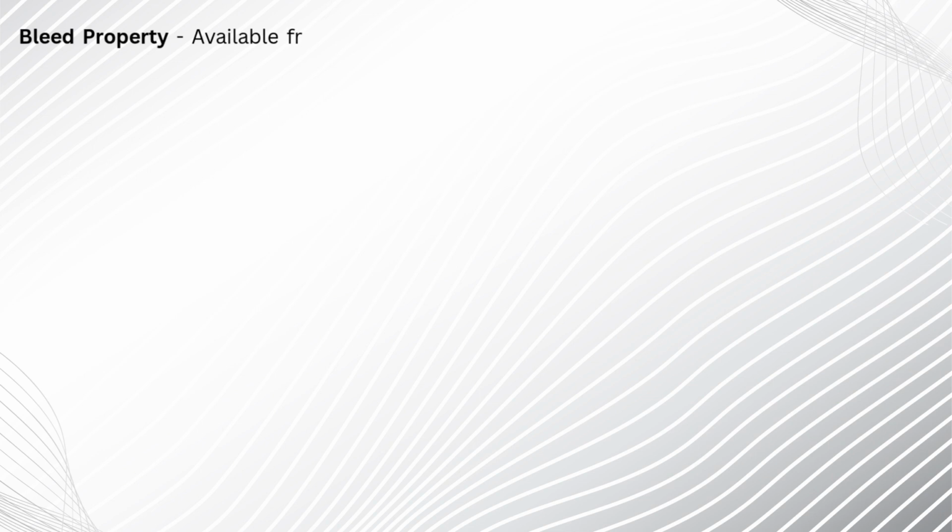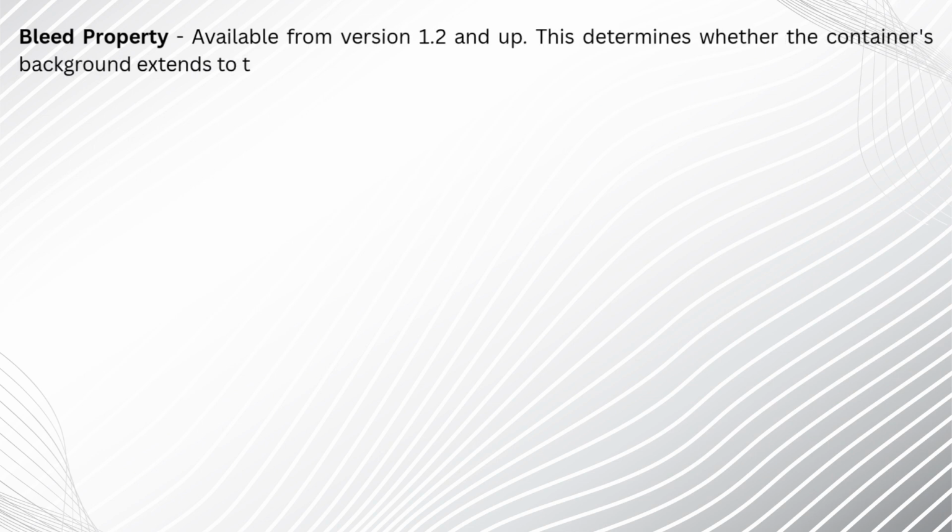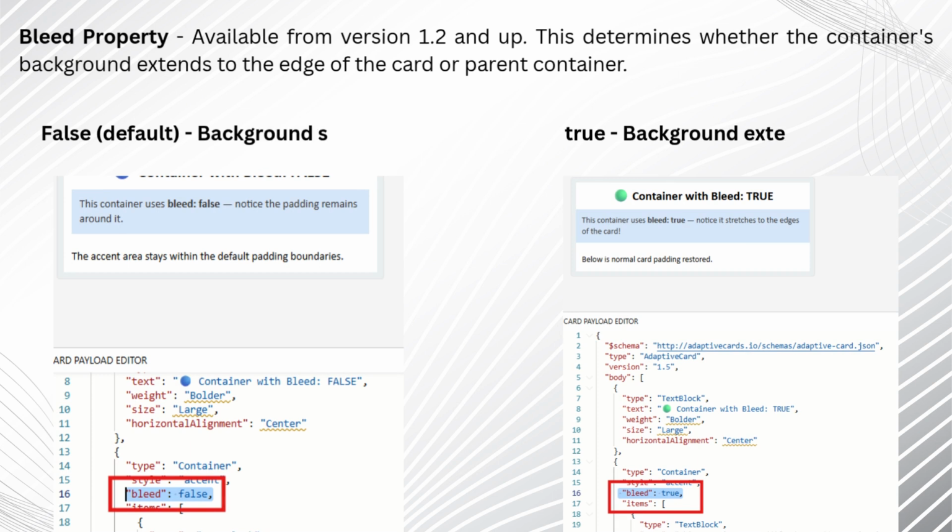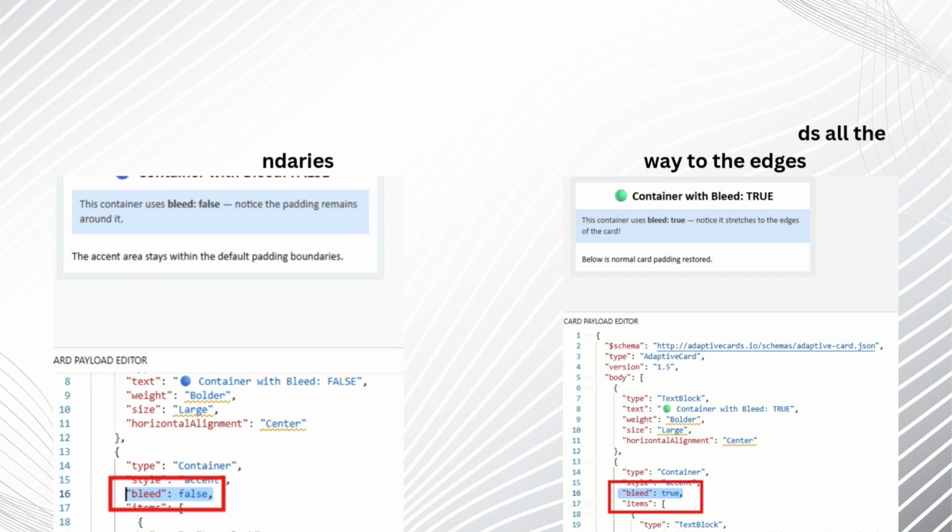Bleed property, available from version 1.2 and up. This determines whether the container's background extends to the edge of the card or parent container. False, default, background stays within padding boundaries. True, background extends all the way to the edges.